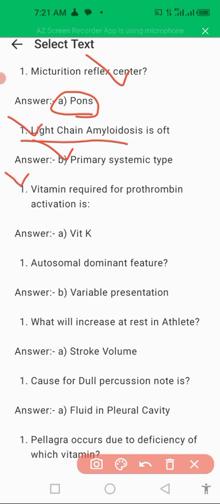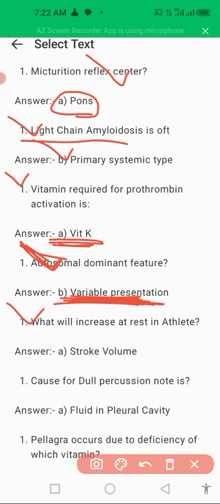Another question is: the vitamin required for prothrombin activation is vitamin K. Prothrombin activation requires vitamin K. Next one is autosomal dominant is a feature which has a variable presentation.